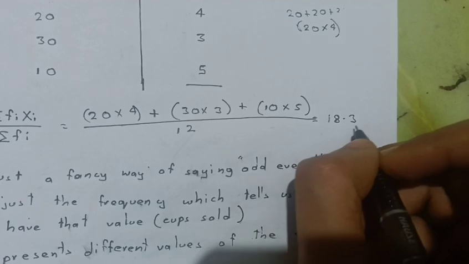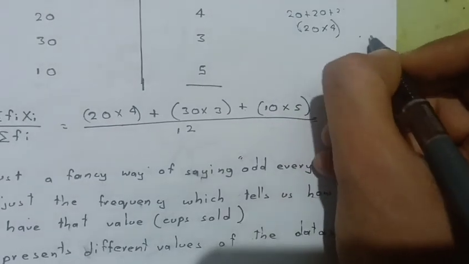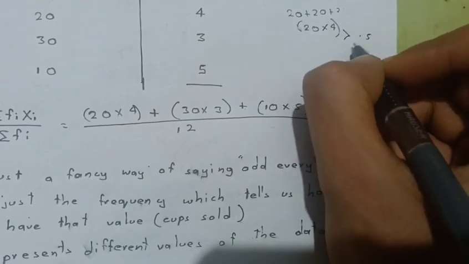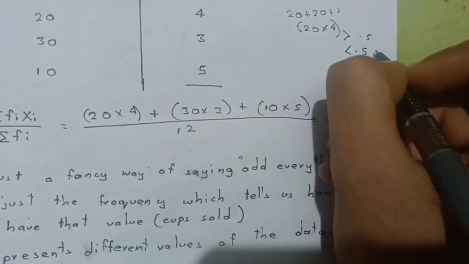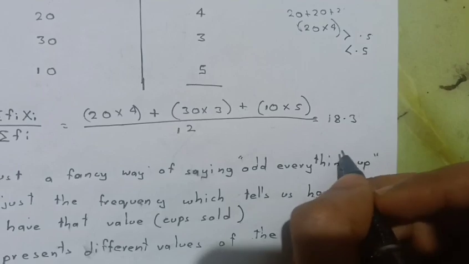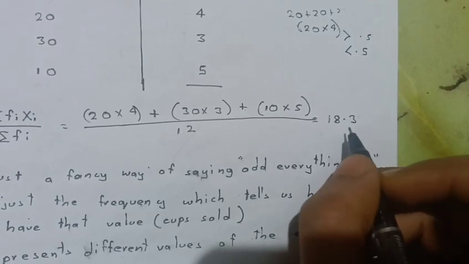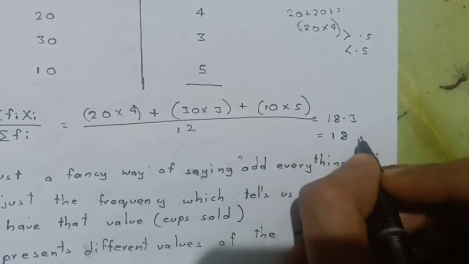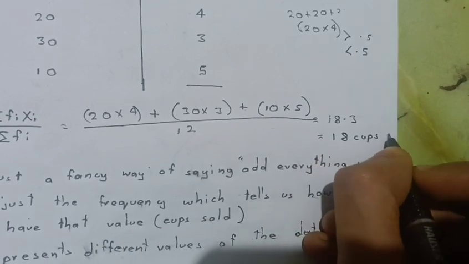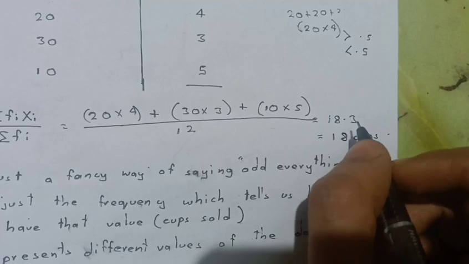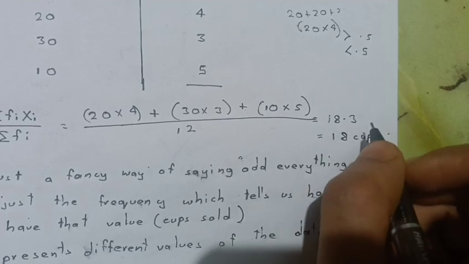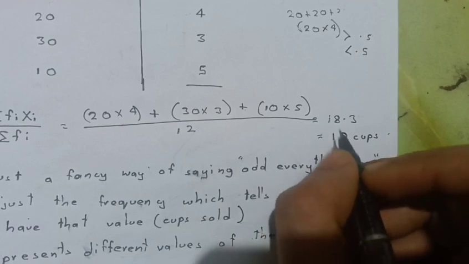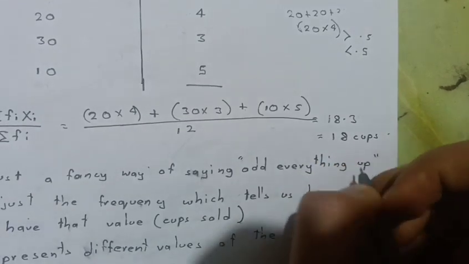We will round it. Let me tell you, if it is 0.5 or lesser than that, we will round down, but if it is greater than 0.5, then we will round it up. As we have 18.3, which is lesser than 0.5, we will just say 18 cups were sold. But if it was like 18.6 or 7 or 8, then we would have rounded up to 19 cups.